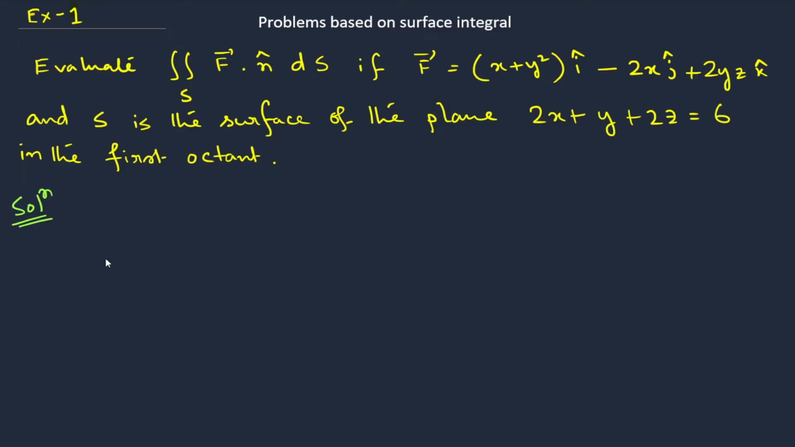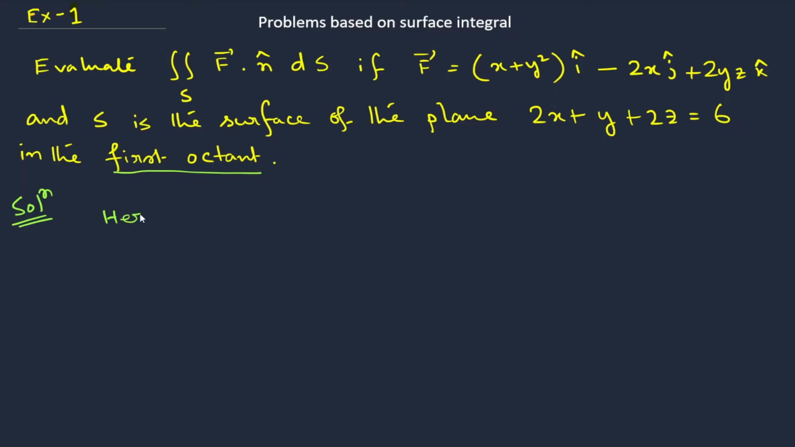If we divide a two-dimensional figure, we get 4 quadrants. But when we divide three-dimensional space, we get 8 octants: first octant, second octant, and so on. So here we have to take the first octant. First octant means x, y, z are all positive. Okay, now let's do the solution.